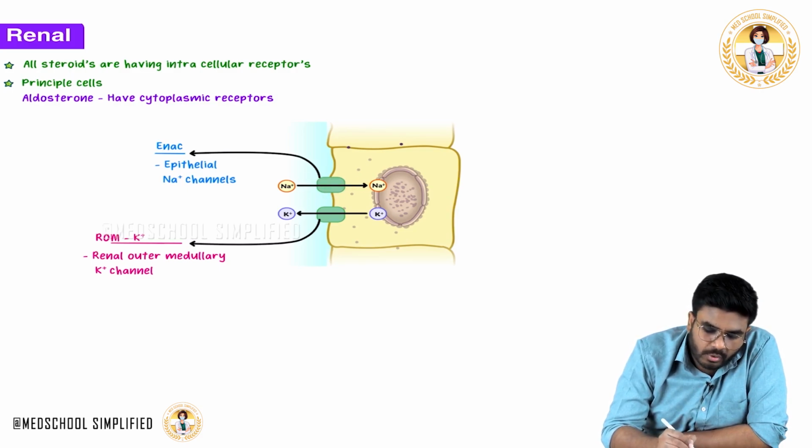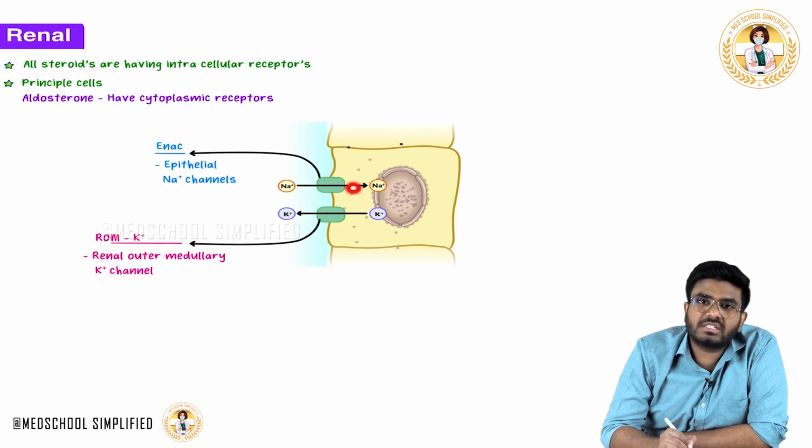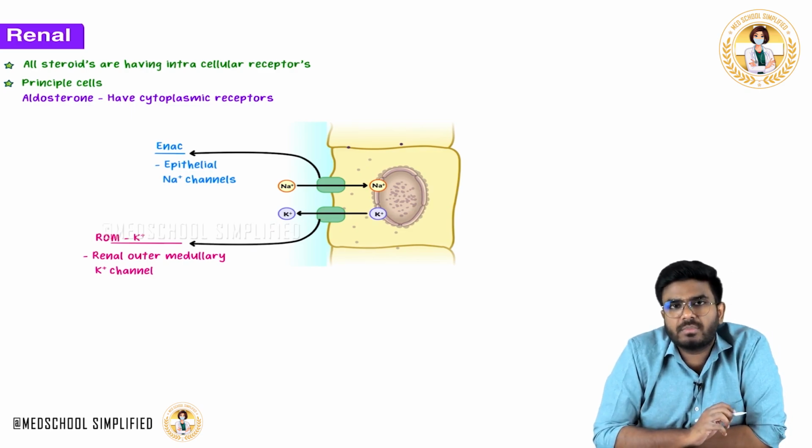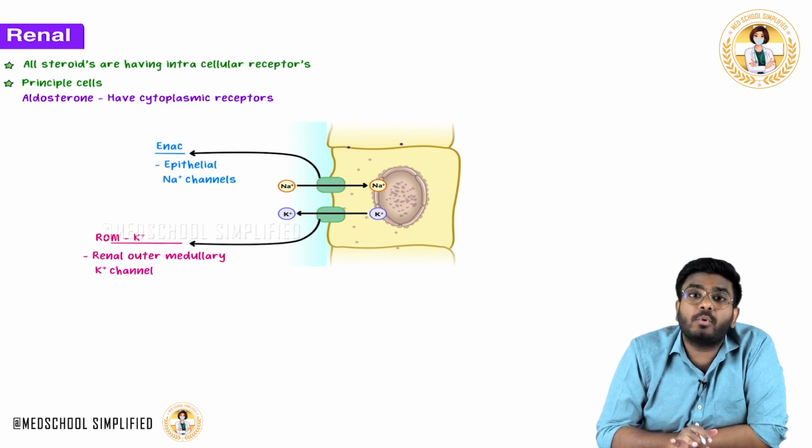Now this epithelial sodium channel is overactivated, so more sodium reabsorption, and more positive charges are coming into the cell. If more positive charges are coming into the cell, in order to maintain electroneutrality, more positive charges need to go out. So more potassium is excreted out. So what happens to the potassium levels inside the body? They decrease. So hypokalemia.